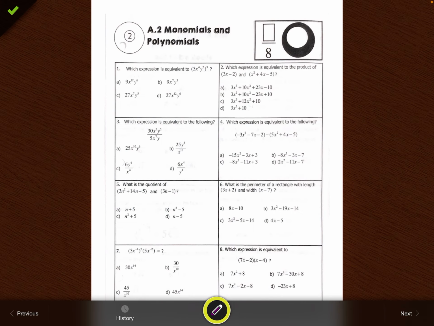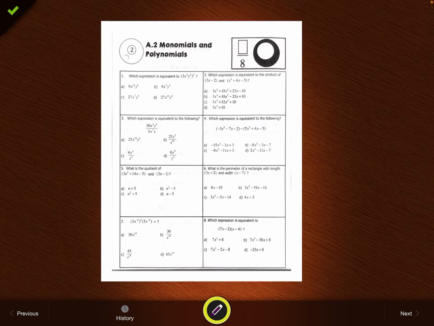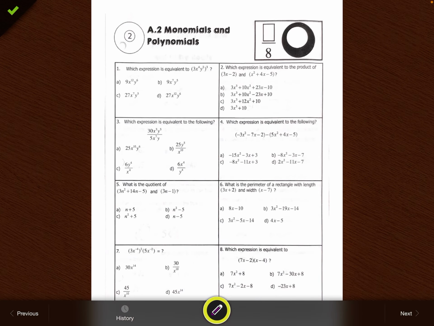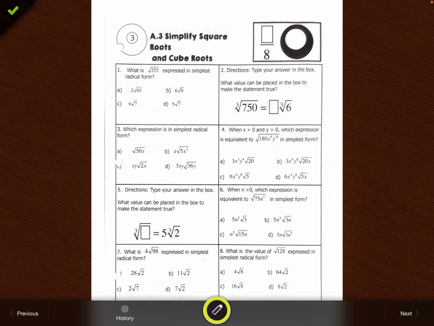All right, on the next page, which is pool ball number 2, I want you guys to do 1, 3, 4, 5, and 8. On the next one, pool ball 3, I want you to do 1, 4, 7, and 8.